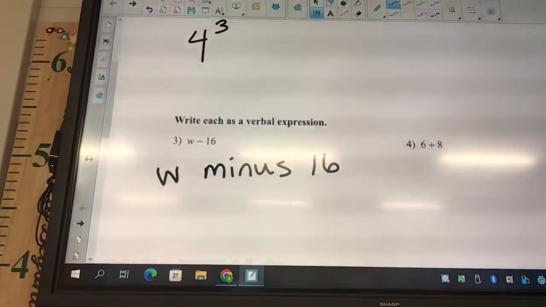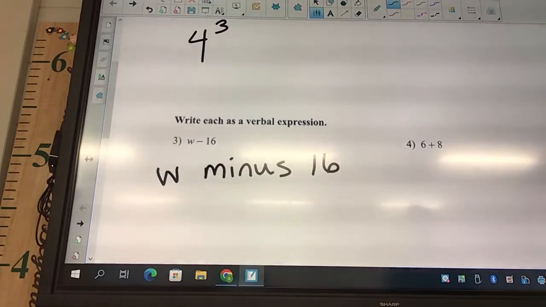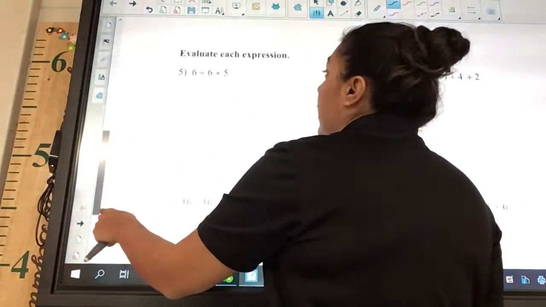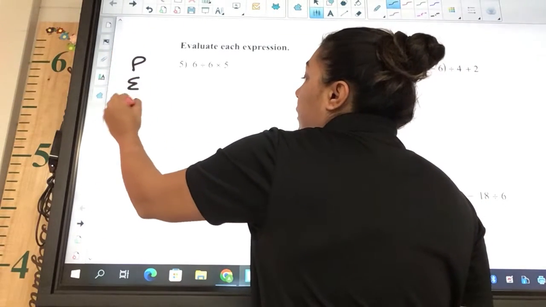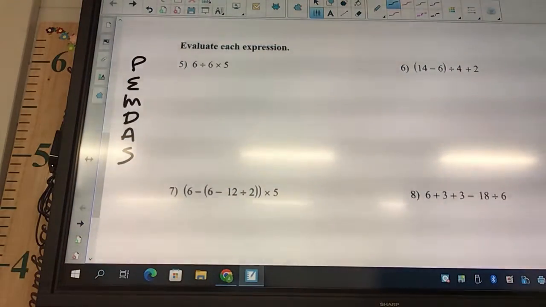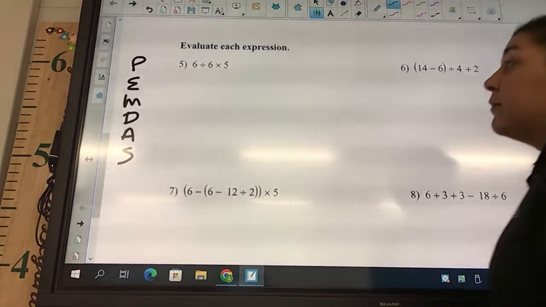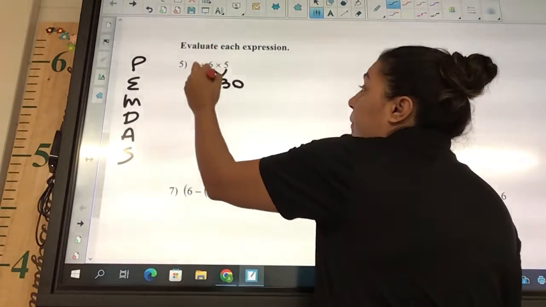Look at number 5. It says evaluate each expression. To evaluate something means to solve it completely. Okay, and you got to use your order of operations. Okay, so are there parentheses? No. Exponents? No. Multiplication? Yeah, so for 6 times 5, you're going to get 30.